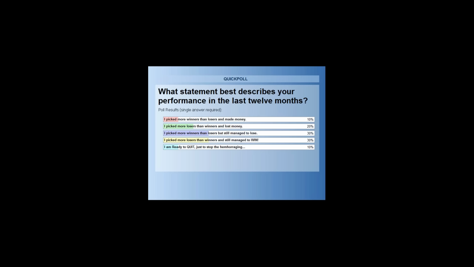Maybe you still picked more losers than winners, and we might have made money, as we just saw with the trade simulator. 30% of you picked more winners than losers, but still managed to lose. And that's one of the reasons why we saw with the covered calls, with the credit spreads, you were right more often than wrong, but you still lost money. And it's because we need to spend more time on focusing on limiting our risk on the position. And of course, 30% of you picked more losers than winners and still managed to win.